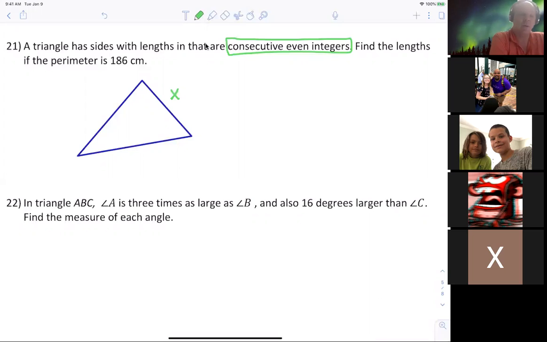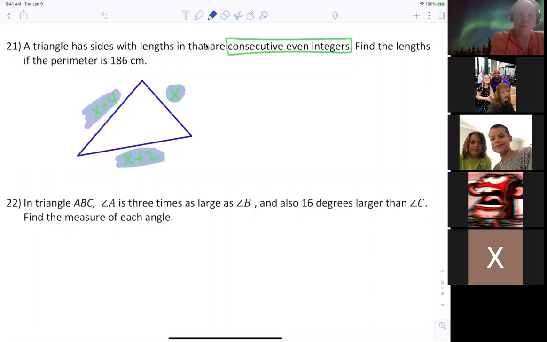X plus 2. Thank you, whoever said that. X plus 2. What's the other side going to be? X plus 4. Thank you. X plus 4. That is correct. All right. Consecutive evens. X plus 2, X plus 4. Now, it says the perimeter. So what are we supposed to do with these sides when we want to find the perimeter? Hello, what do we do with those sides?